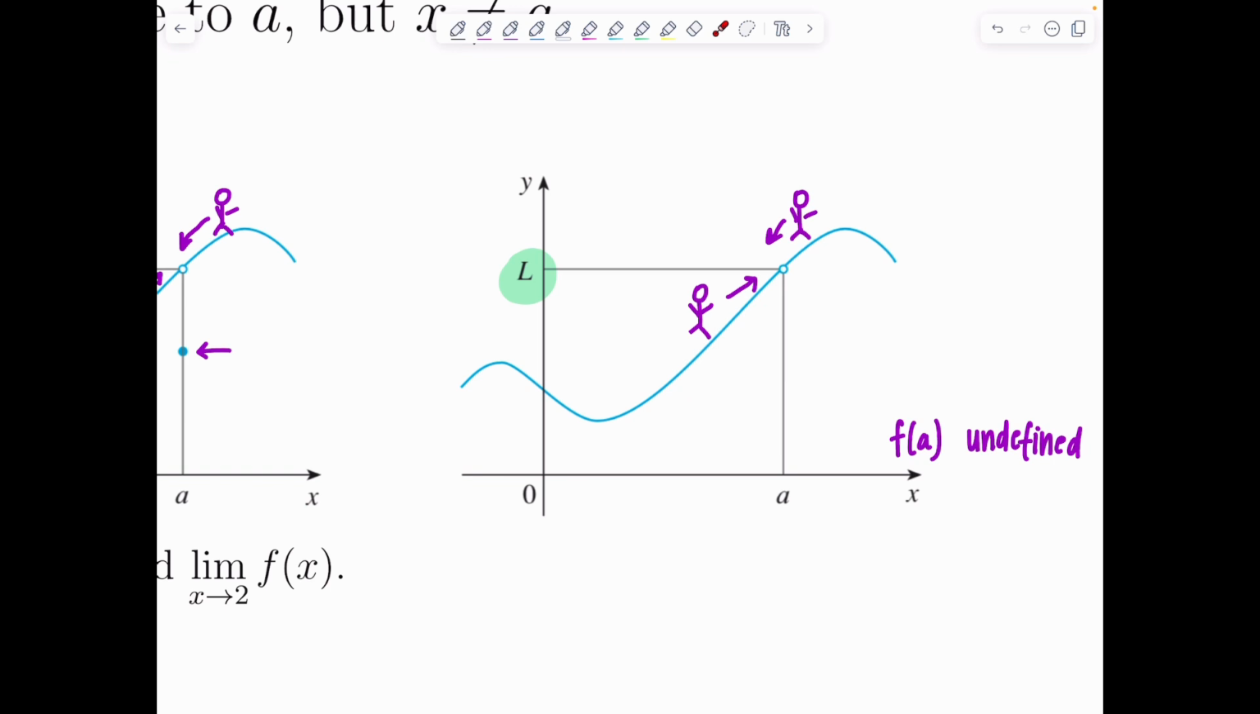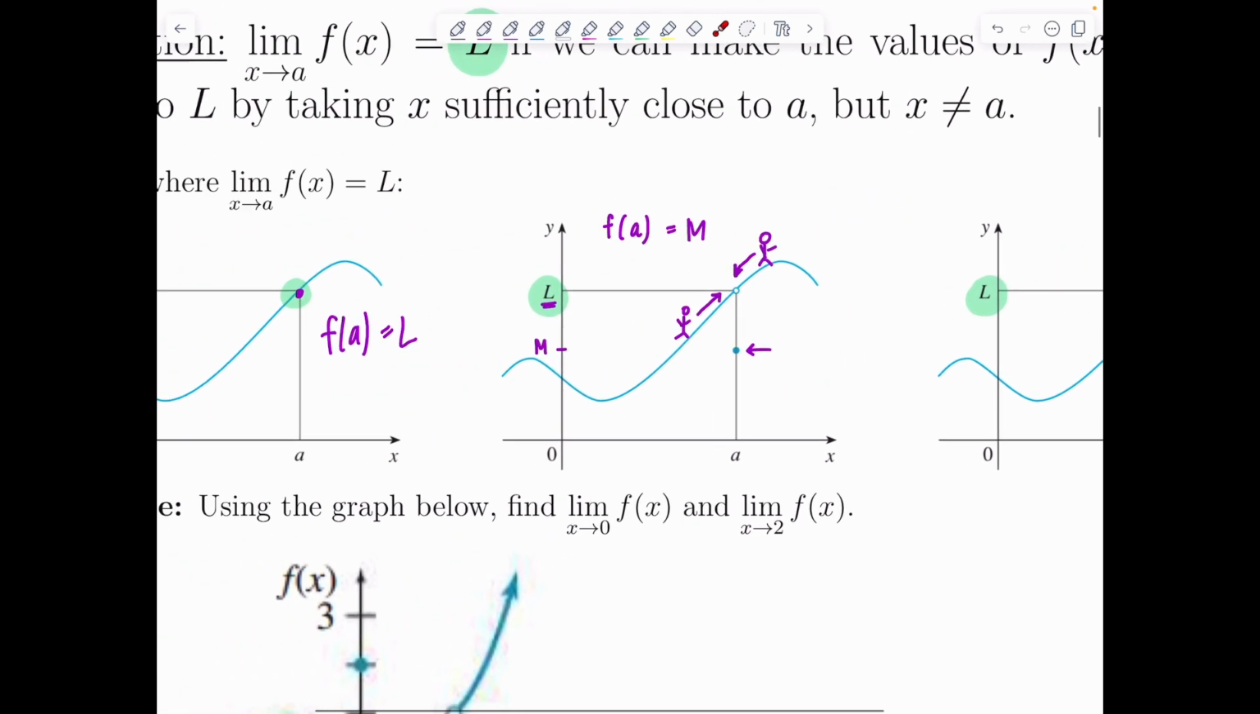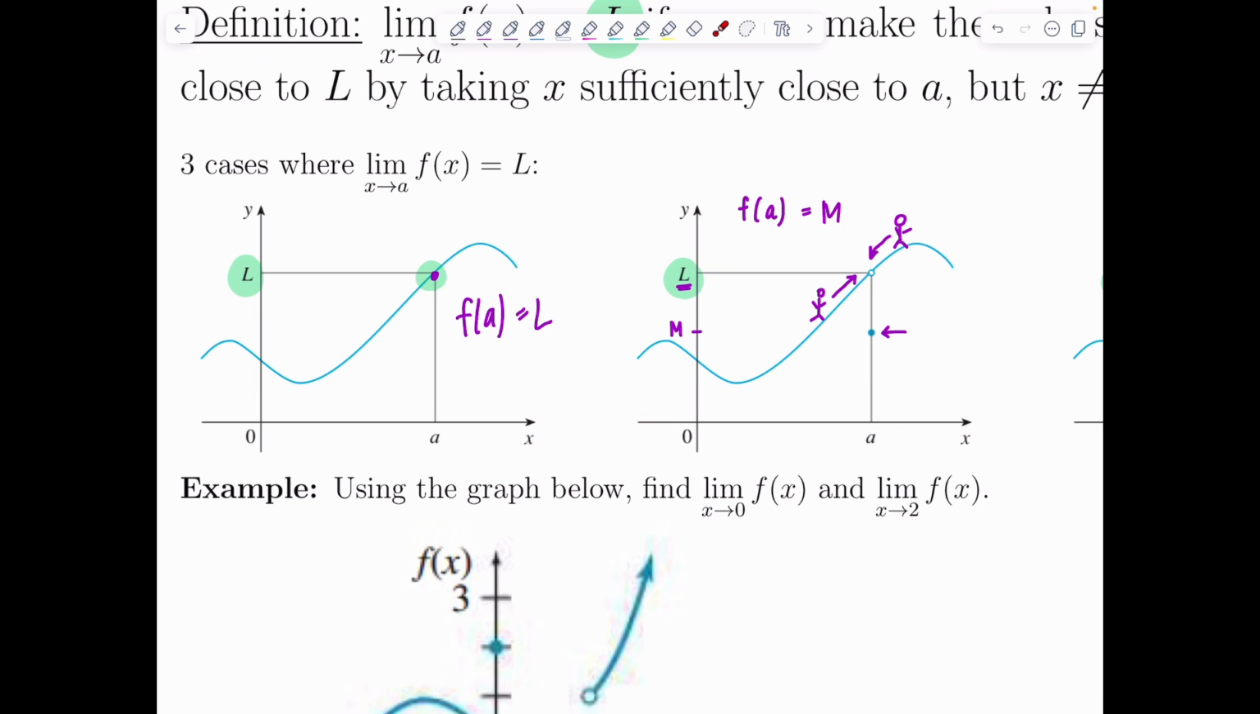So the limit exists, and we say the limit as x approaches a of f of x equals L. So that's why limits are not always as straightforward as just plugging in or substituting in a into the function, because the limit isn't necessarily equal to the function value there. Okay, it can be. The first case it was, right? In this very first case it was, but it doesn't have to be.